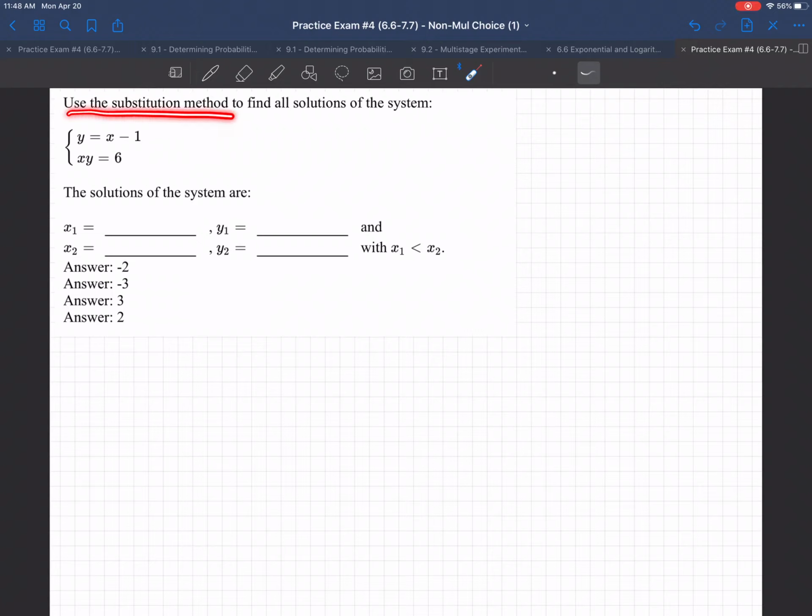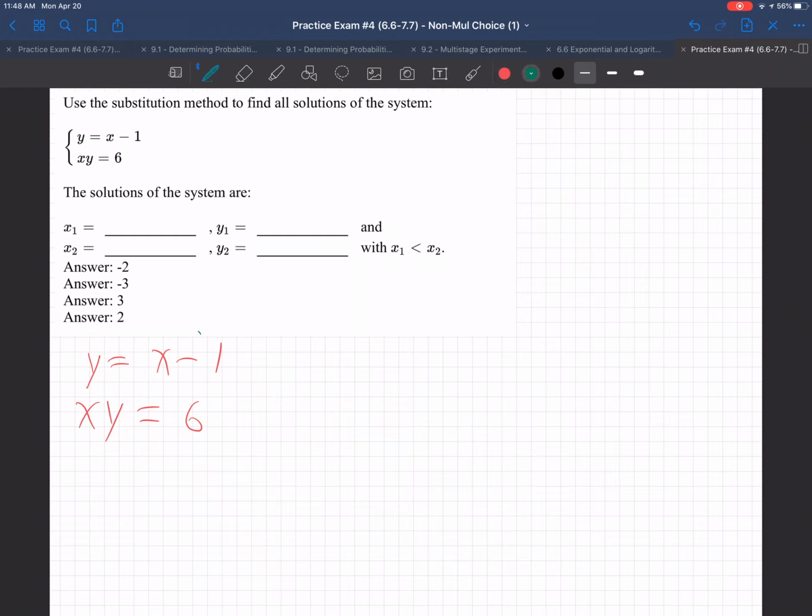Use the substitution method to find all solutions of this system. So here we go. These two equations, this is a system of equations. So we're going to plug one equation into the other, is what they're saying. Let me bring them down here. y equals x minus 1 and x times y equals 6.